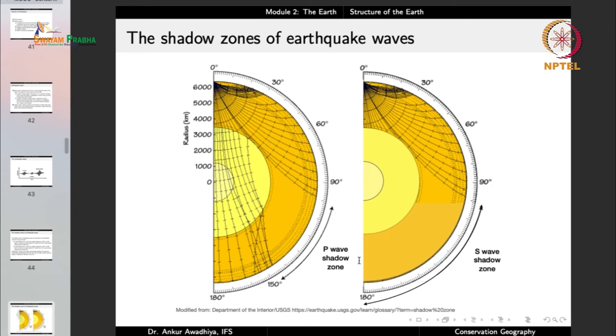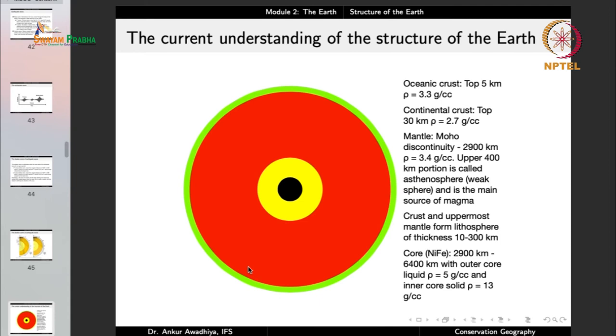So, this is what the shadow zones look like. The P wave shadow zone is this much, so you will get the P waves here and you will get the P waves here. But the S wave shadow zone is a very large area. Now, in the case of S wave shadow zone, there is no wave that is moving through the outer core. Whereas in the case of the P wave shadows, they are resulting because the waves are able to move through the outer core, but they are getting refracted.